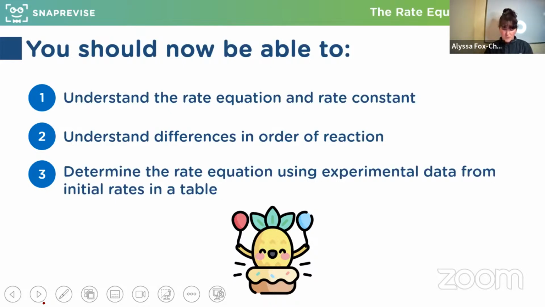We've had a look now at rate equation and rate constant, differences in orders of reactions, first, second, third, etc., and determining the rate equation using experimental data.